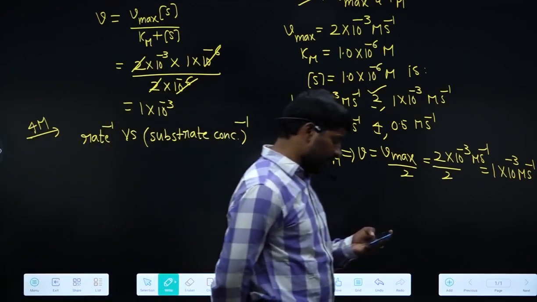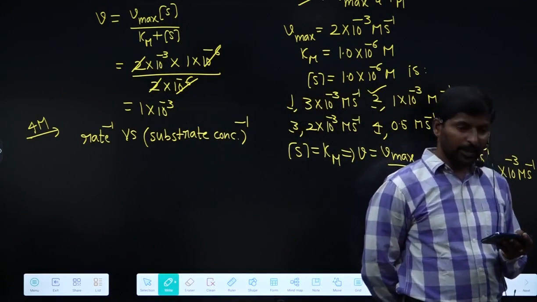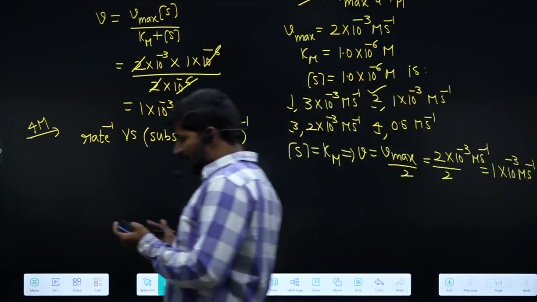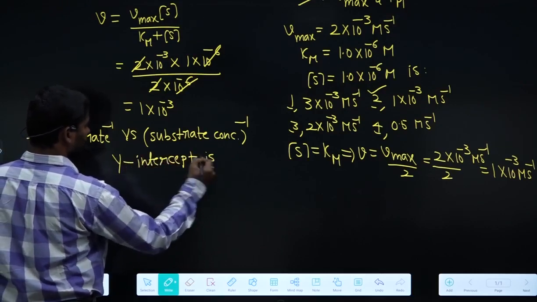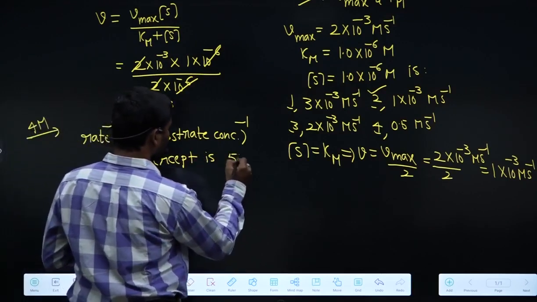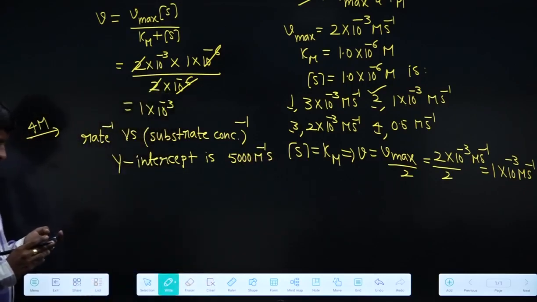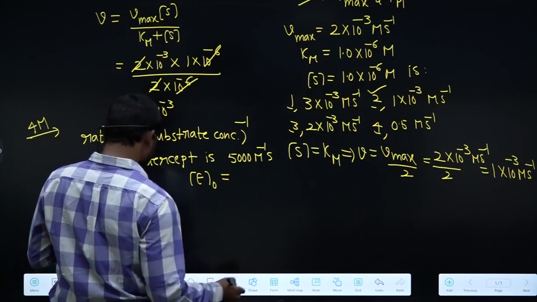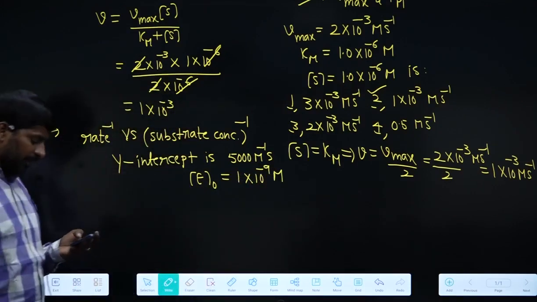For an enzyme catalyzed reaction following Michaelis-Menten mechanism, MMM, the y-intercept is 5000 M inverse second, the initial concentration of enzyme is 1 into 10 power minus 9 M.